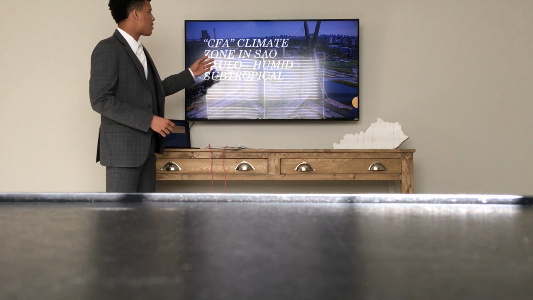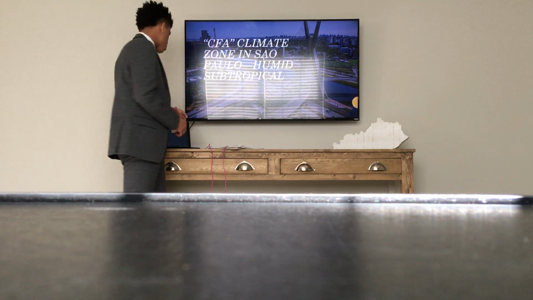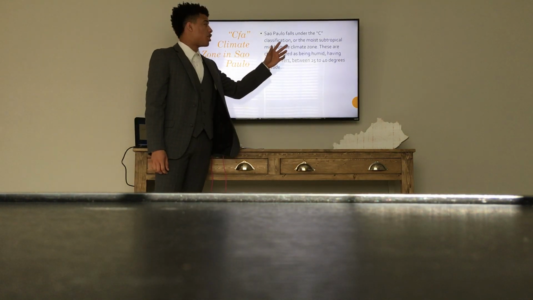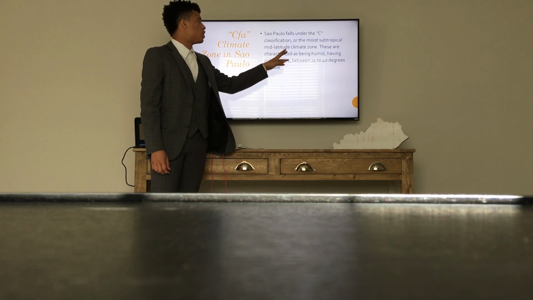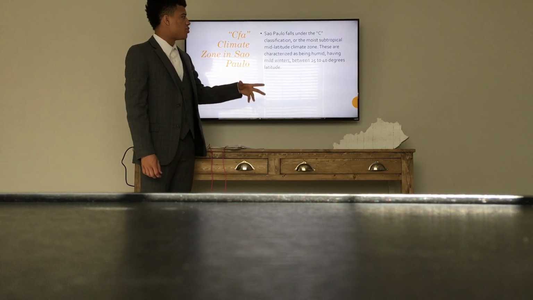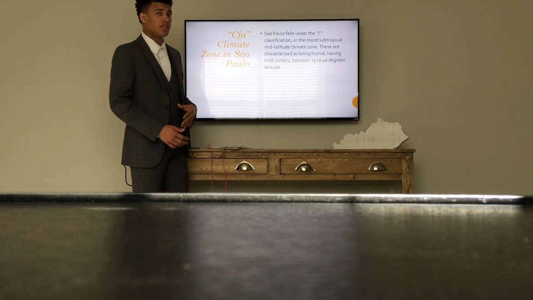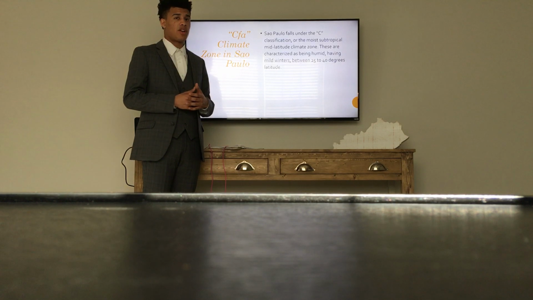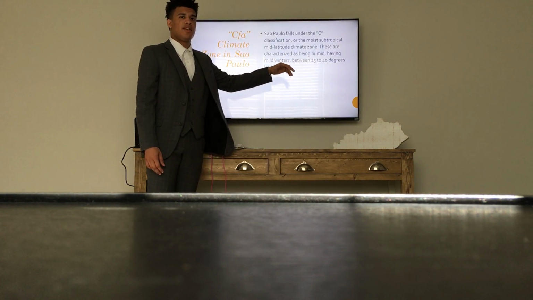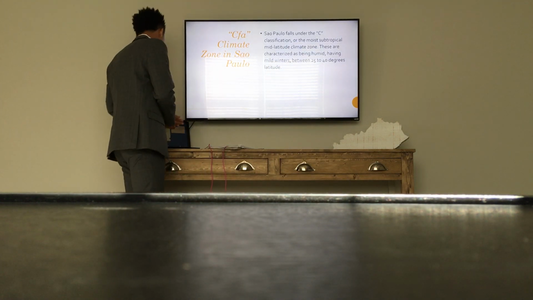And then we have the Cfa climate zone in Sao Paulo. This is the humid subtropical climate. As I said, it falls under the C classification, or the moist subtropical mid-latitude climate zone. These are typically characterized as being humid, having mild winters, and they fall between 25 to 40 degrees on either side of the equator. And as you can see, this is slightly below or above the previous climate.